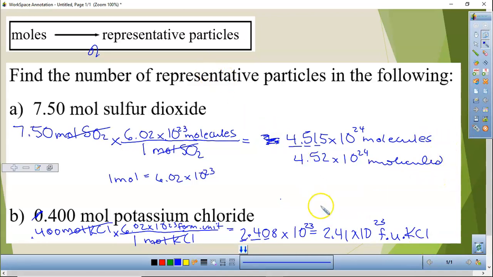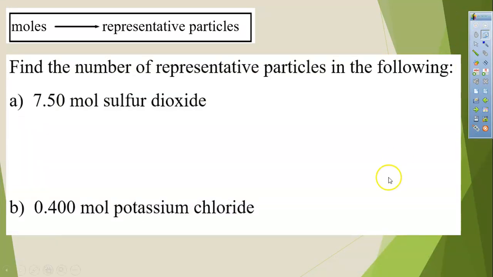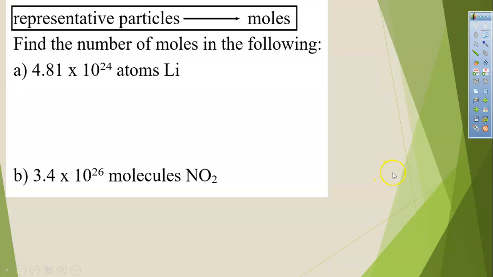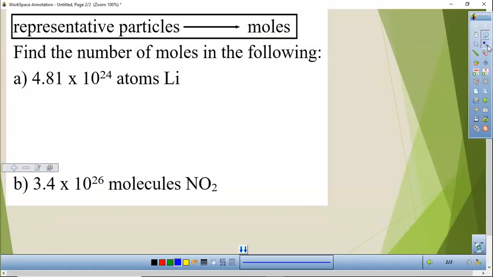So let's go to the next slide. Okay, so next slide. There we go. All right, so we've got another one that we're going to do. We're going to find the number of moles in the following. So in this case, we're going backwards. We're going from particles, which are atoms, to moles. All right, get my pen going here again. So this is my given. I'm going to write out my conversion factor: 1 mole of anything equals 6.02 times 10 to the 23rd of that thing.